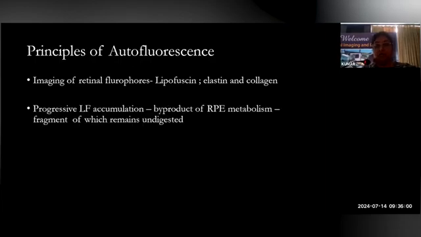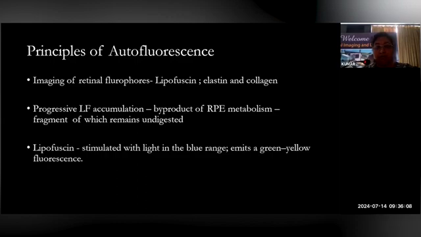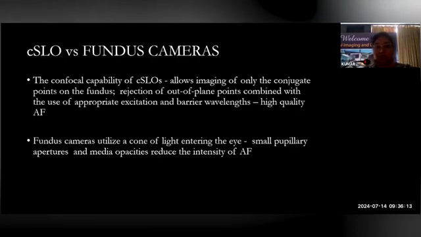This lipofuscin is a byproduct of RPE metabolism, a fragment of which remains undigested, though the majority of it is removed by phagocytosis. This lipofuscin, when stimulated with light in the blue range of wavelength, emits a green-yellow fluorescence, which is what is captured as autofluorescence. So how do we go about capturing this autofluorescence?